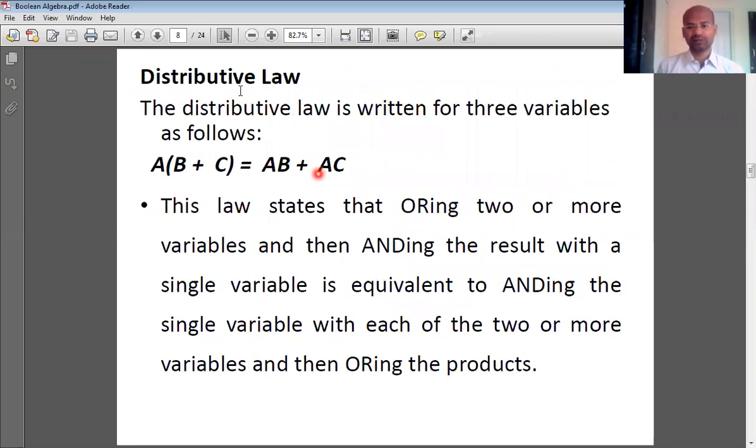Next, look at the distributive law. Distributive law.